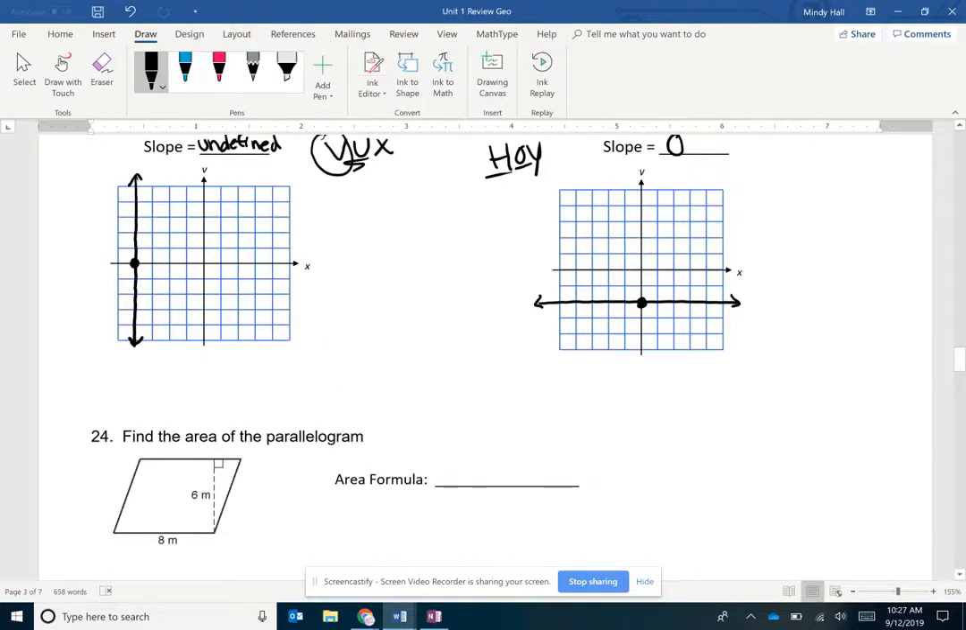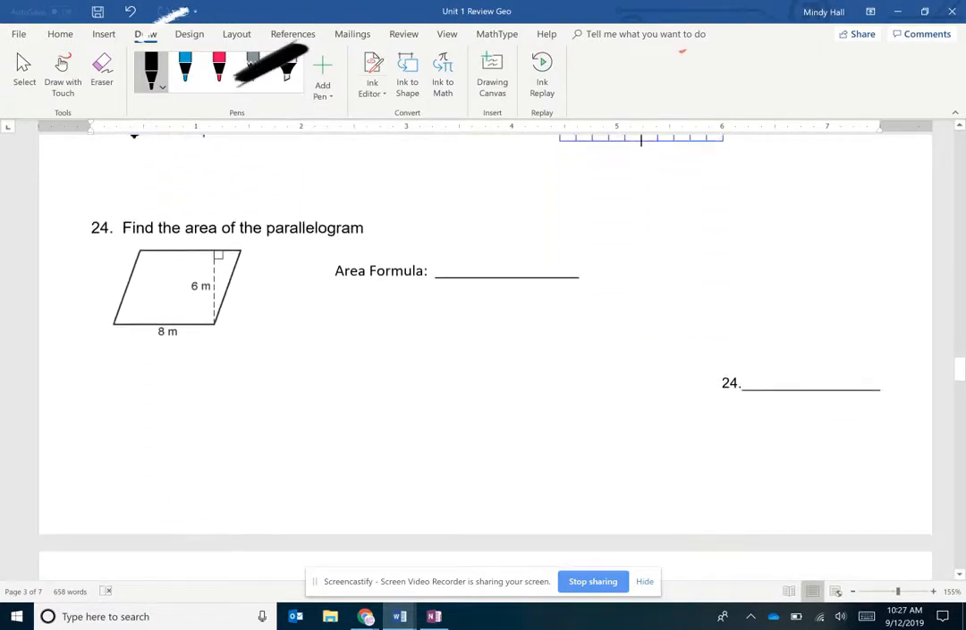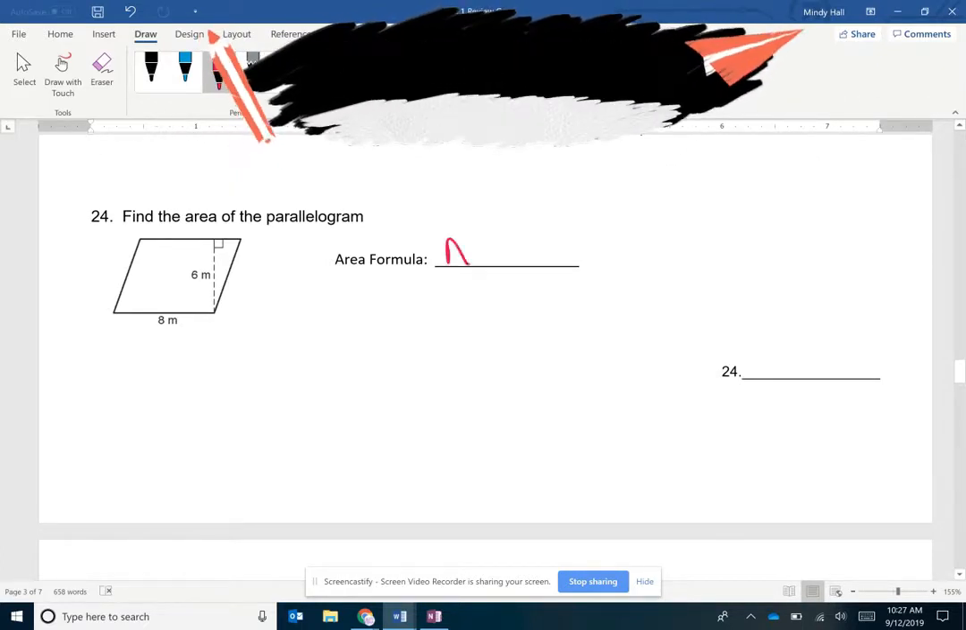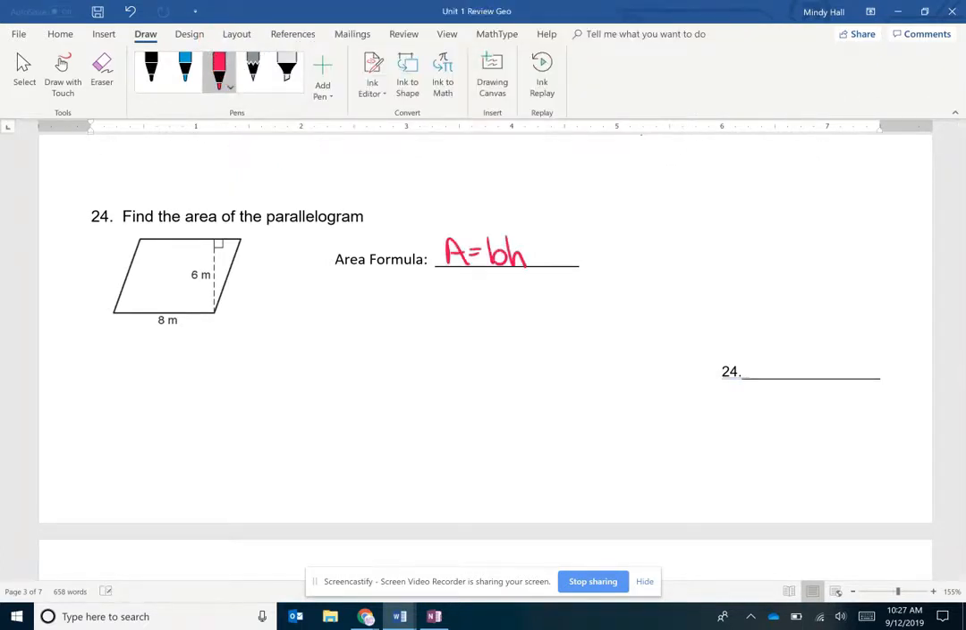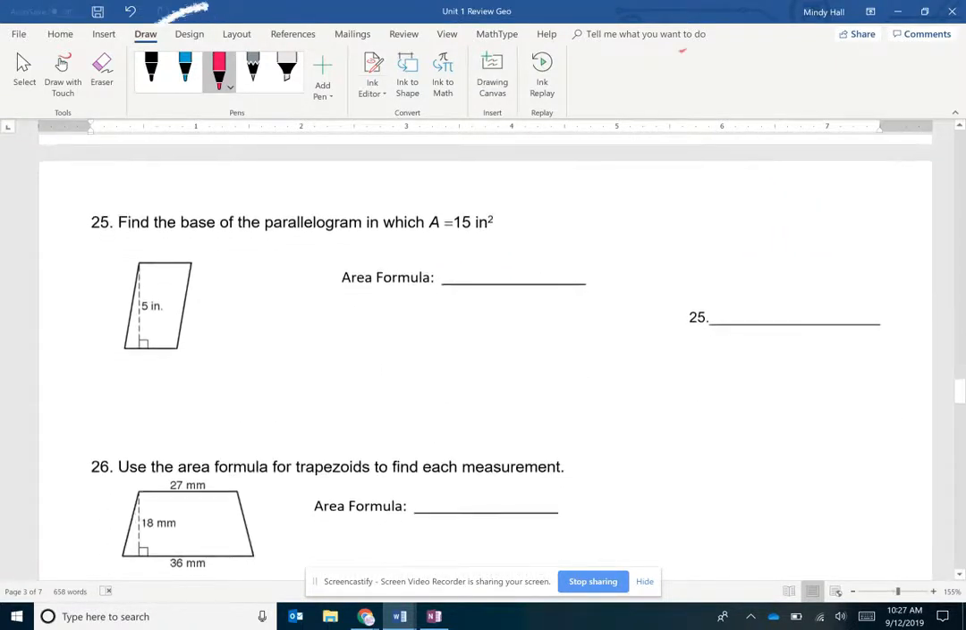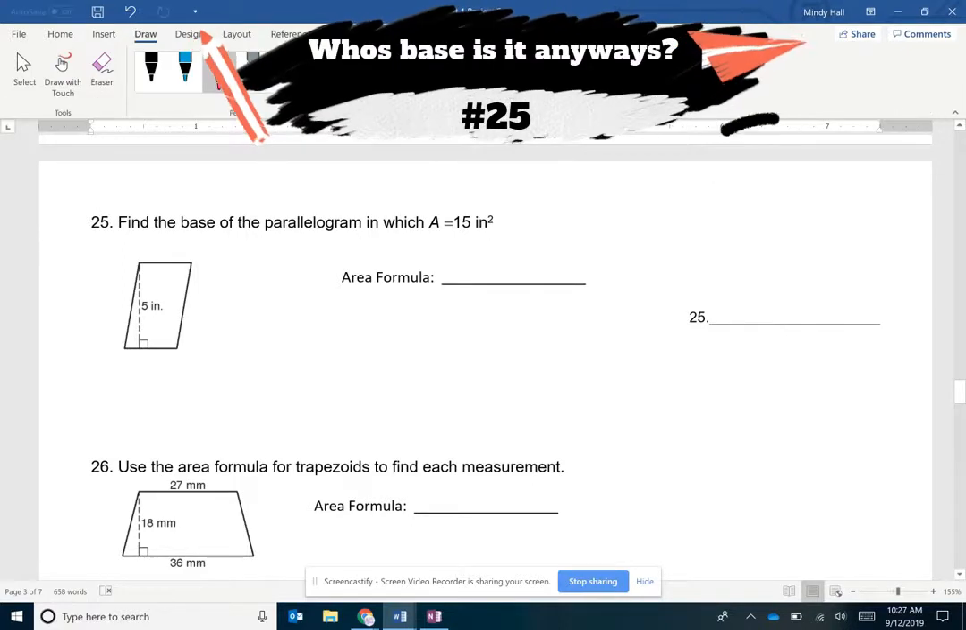All right, so now getting into areas, we have a parallelogram. Area of a parallelogram is A equals base times height. So in this case, area is 8 times 6, and 8 times 6 is 48. And so that means that my area is 48 meters squared, not centimeters. Don't forget your units.